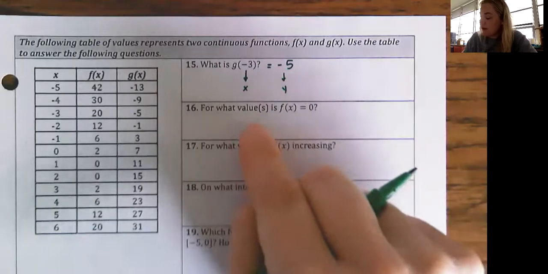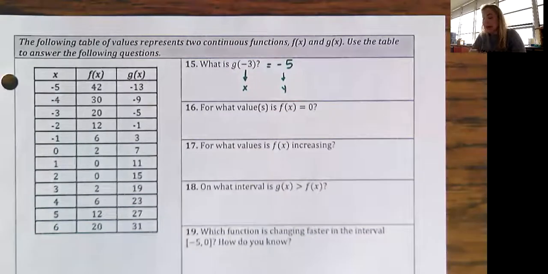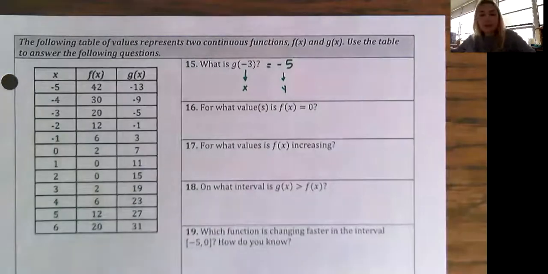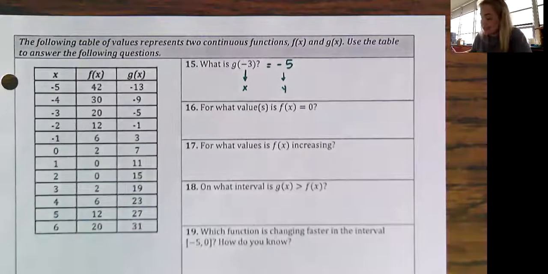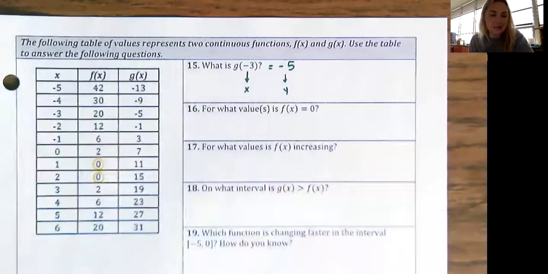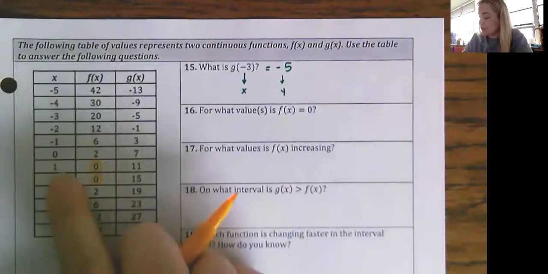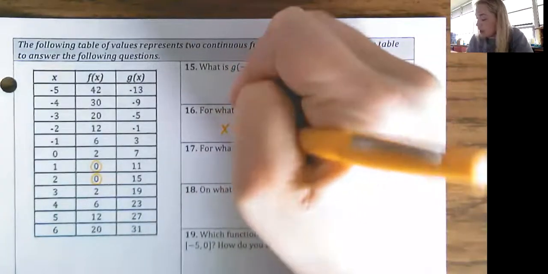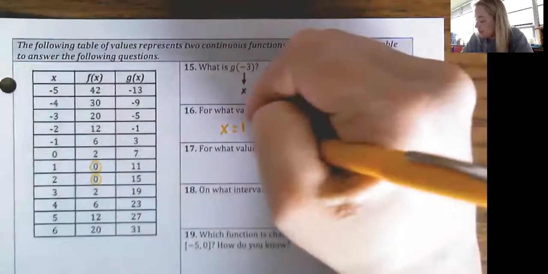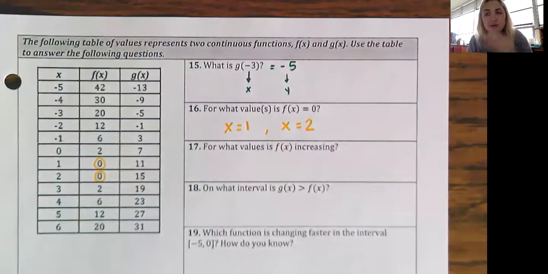Now, for what values is f of x equal to 0? So it's saying, when is f of x 0? Well, we need to find all the places where f of x is 0. No, yes, and yes. There are only 2 places where f of x equals 0. So what are the x values that create a 0 f of x? Well, one of them is x equals 1. The other one is x equals 2. That's all. You write down those 2 values. On the homework, you might just write 1, 2, if I ask you to do it that way.